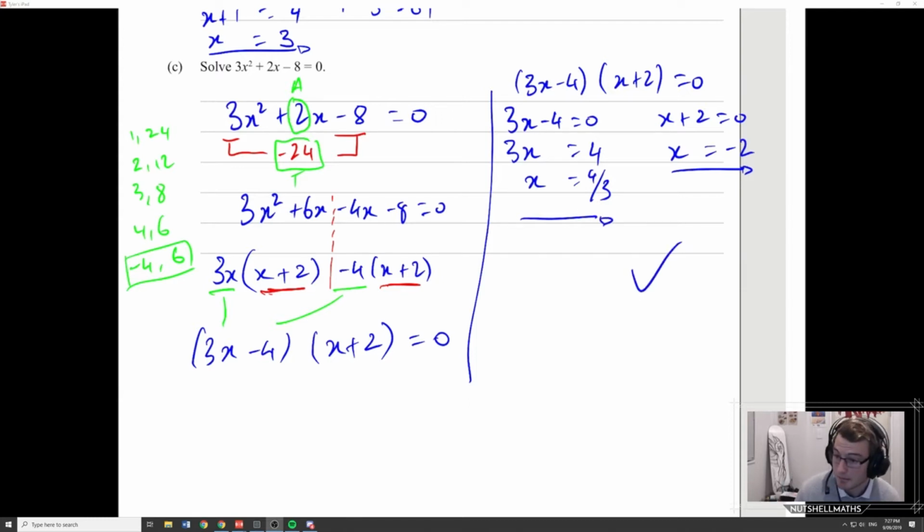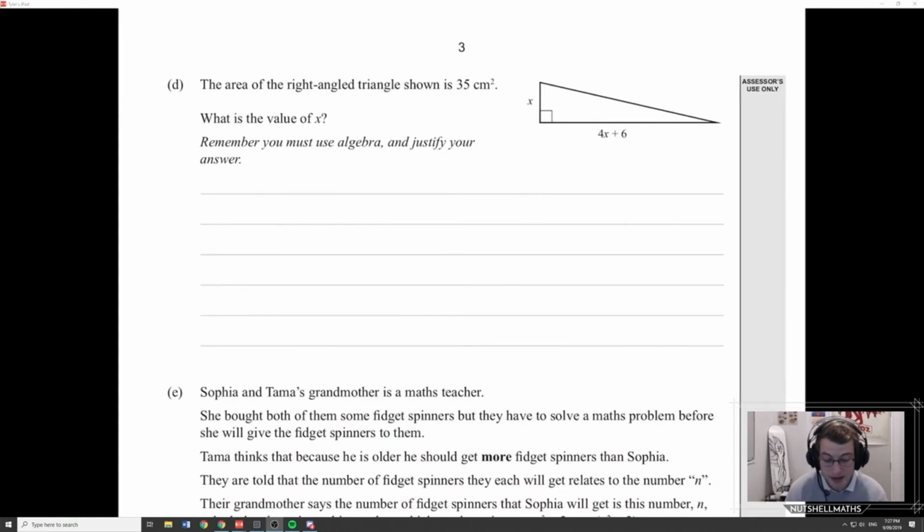We are done. Now I understand that's a long process, but it's not too bad. It's the same process every single time. We'll probably do this 2 or 3 times in the paper. If you can nail this skill, you should be able to get 1 or 2 merit questions out of the paper. So far so good. I'll wait for any quick questions before we move on.